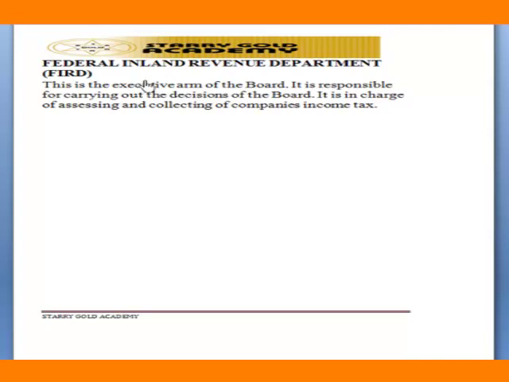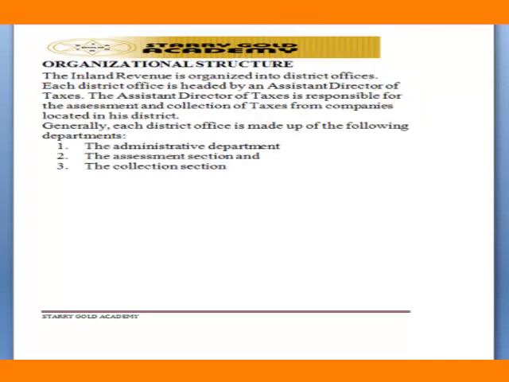We also have the Federal Inland Revenue Department, and it is the executive arm of the board. It is responsible for carrying out the decision of the board. It is in charge of assessing and collecting company income tax. Do you get that? So, in the Federal Board of Inland Revenue, there is a department, the Federal Inland Revenue Department, that does this function we have just enumerated.